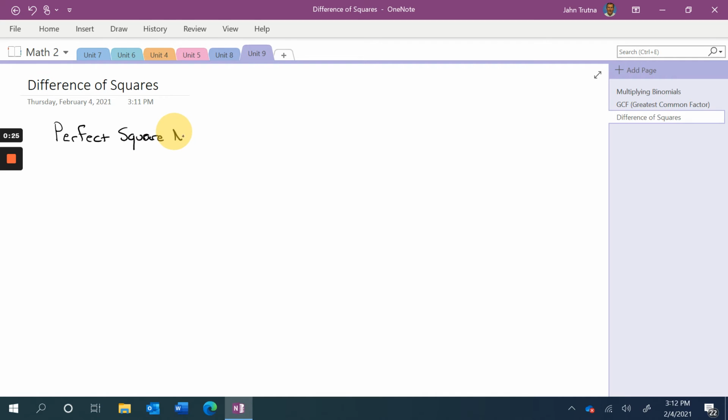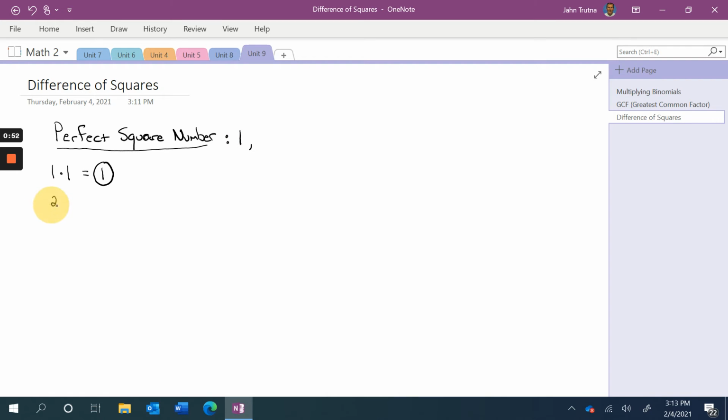Perfect square number. A perfect square number is when you take a number, say like 1, and you multiply it by itself, and the result that you get when you multiply a number by itself is a perfect square number. So the first perfect square number that exists in the world of numbers is the number 1.